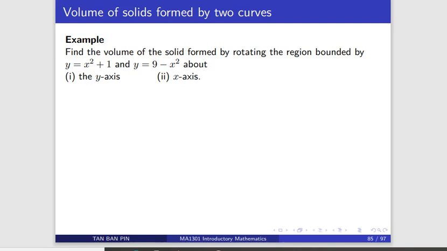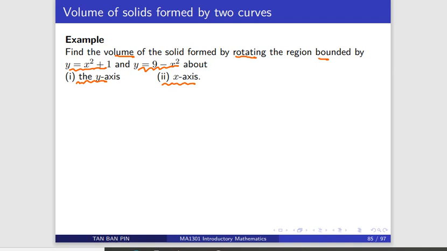In this example, you are asked to find the volume of solid formed by rotating the region bounded by y equal to x squared plus 1 and y equal to 9 minus x squared. And there are two parts. One part is about the y-axis and one part is about the x-axis. And you will find that the method to find the volume of solid formed by rotating about the y-axis and by rotating about the x-axis, the answer is quite different.